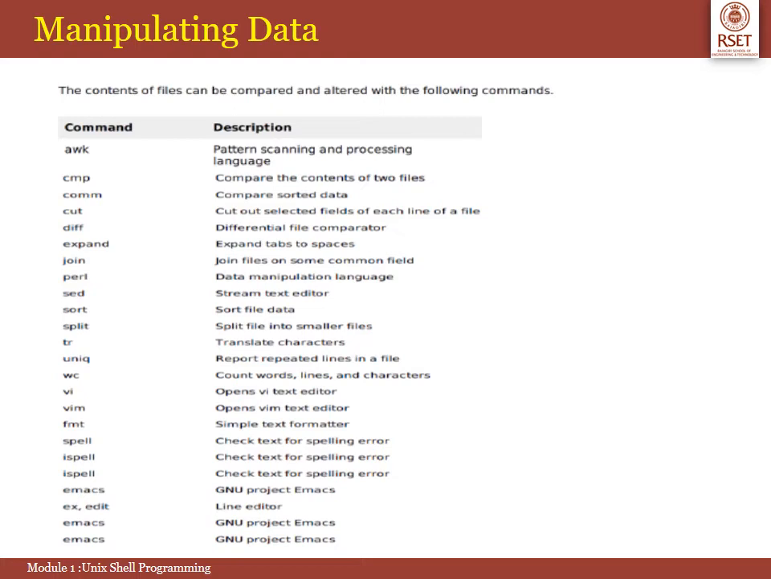And fmt. fmt is a simple text formatter. Spell will check text for spelling errors, and ispell is again for checking text for spelling errors. Emacs is the GNU project Emacs. ex, comma, edit is a line editor. Emacs is GNU project Emacs.